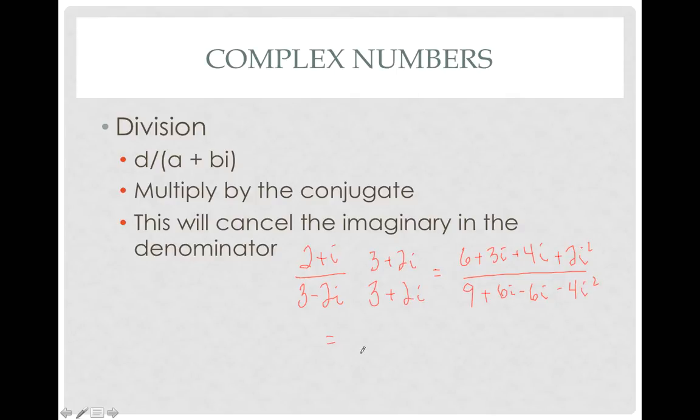So my numerator becomes 6 plus 7i minus 2 because of the i squared. And this becomes 9 plus 4 because of the i squared over here. 6 minus 2 is 4 plus 7i, all over 13. And there we go. You are completed.